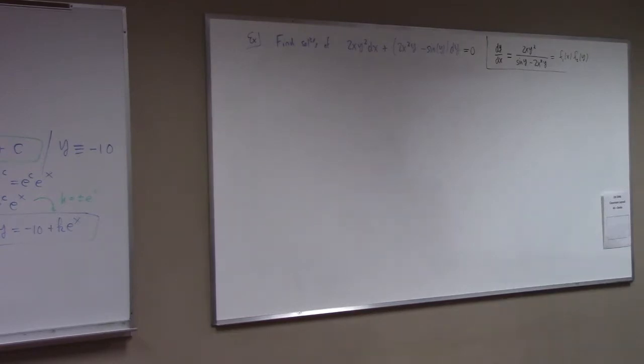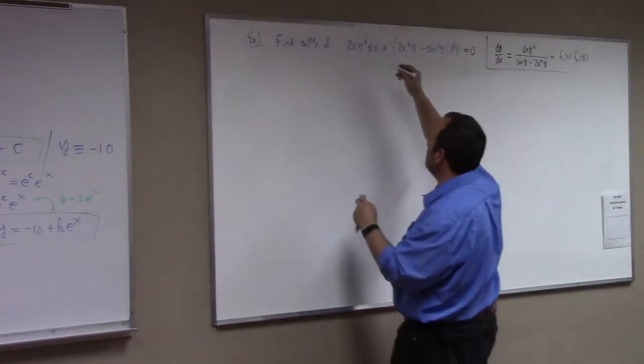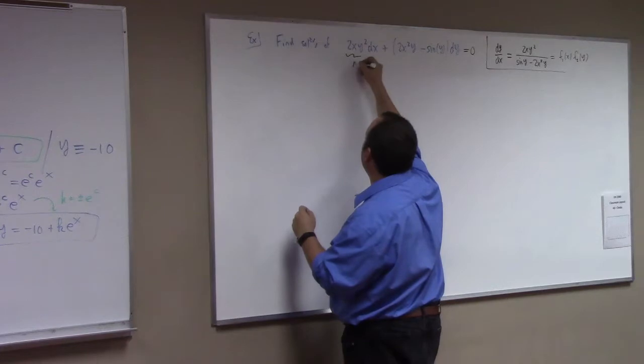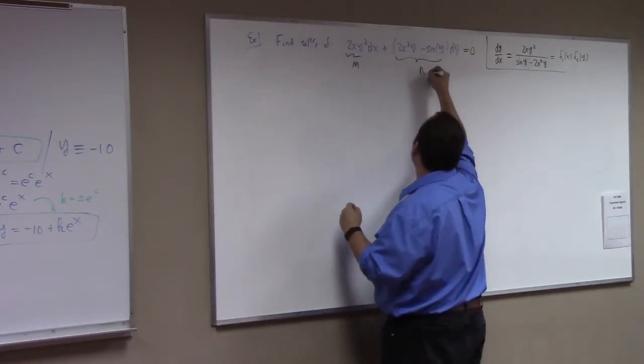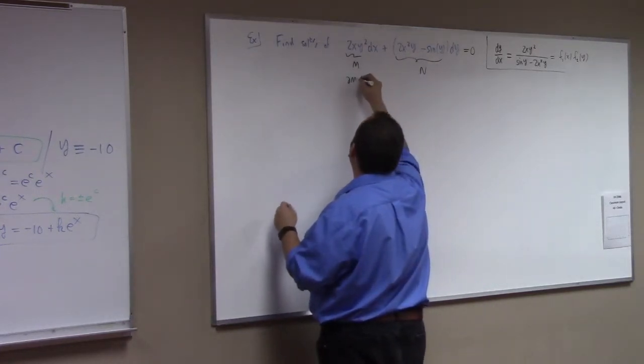Let's see if it actually is exact though, right? We can do the closed test. So here's my M, here's my N. What's partial M, partial y?